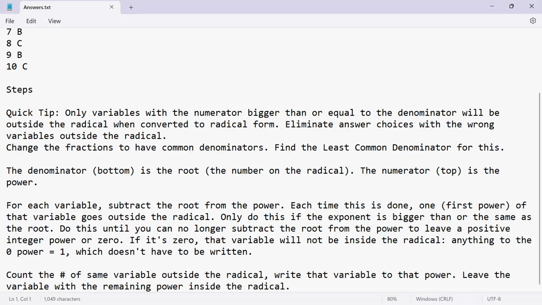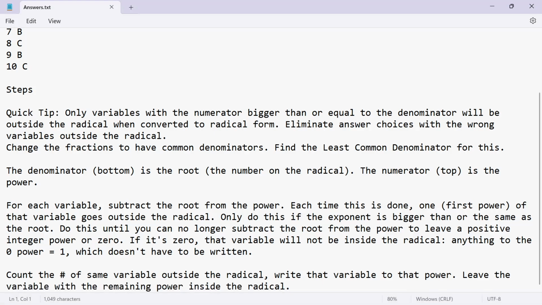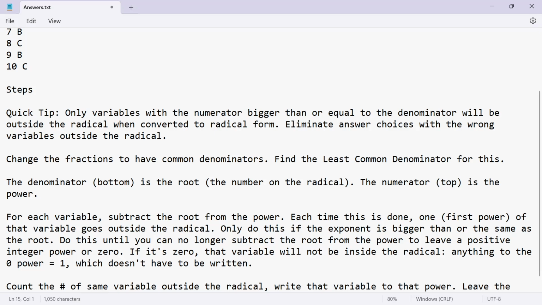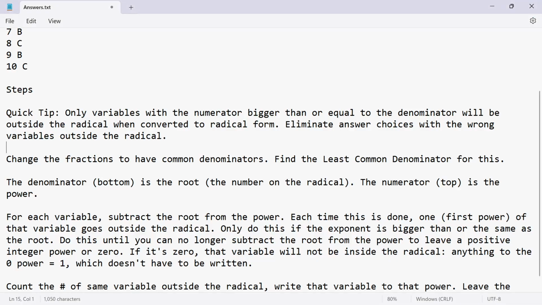There are some steps, and there's a tip. Quick tip: only variables with the numerator bigger than or equal to the denominator will be outside the radical when converted to radical form. Eliminate answer choices with the wrong variables outside the radical. This one doesn't have anything bigger, so there are no variables outside. That tip means nothing here. Next, change the fractions to have common denominators.